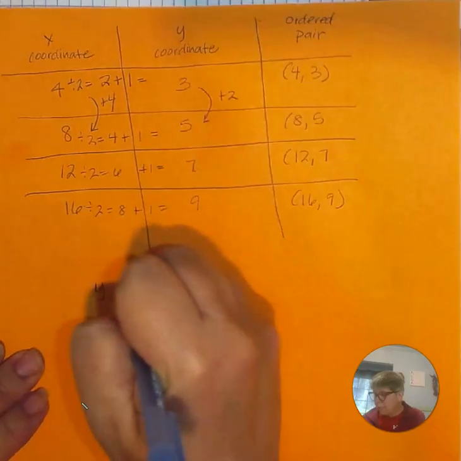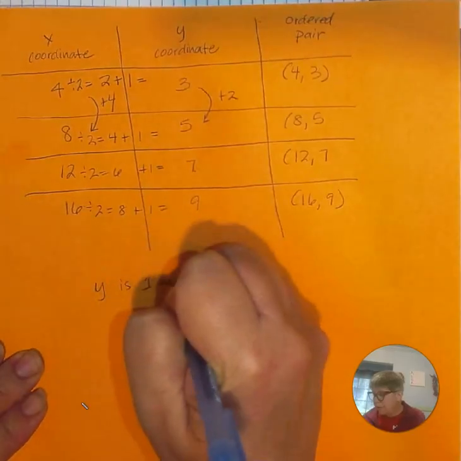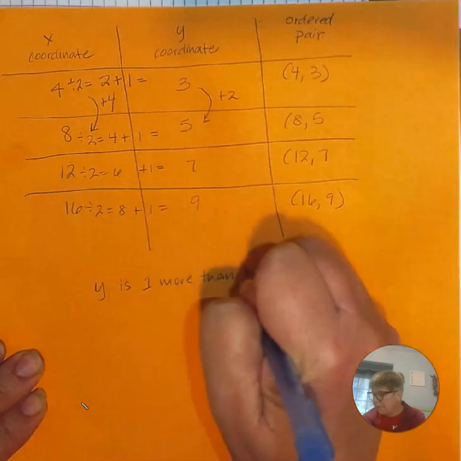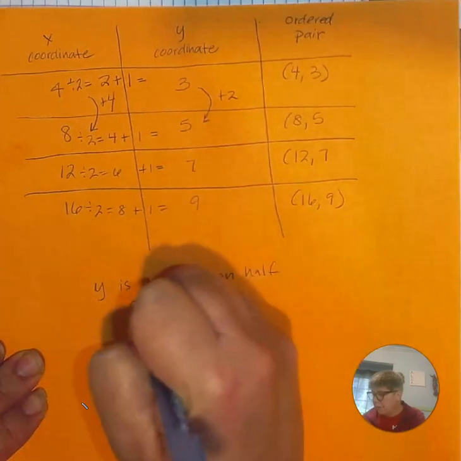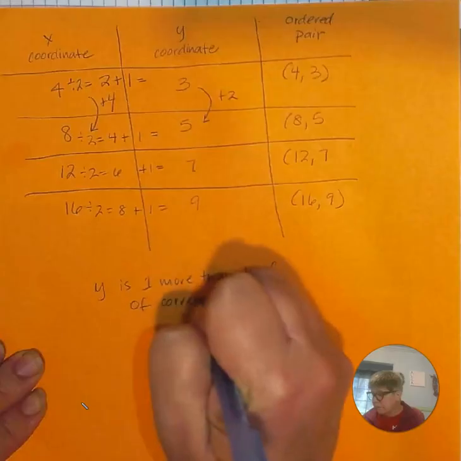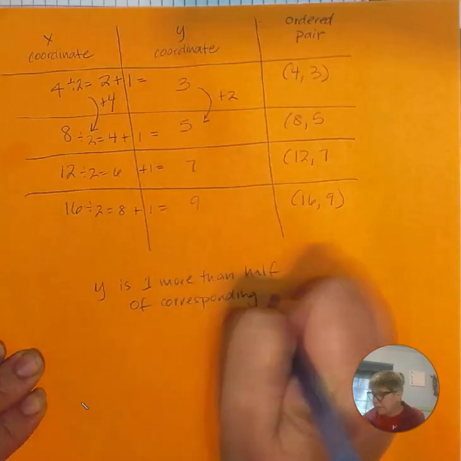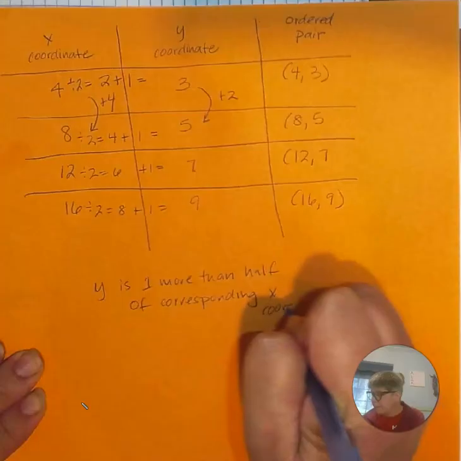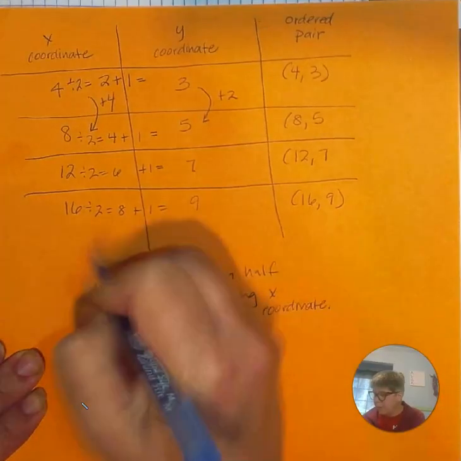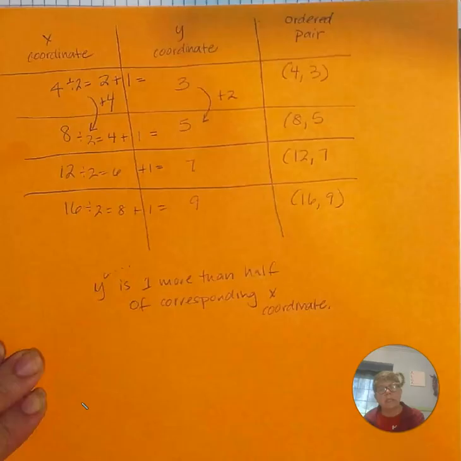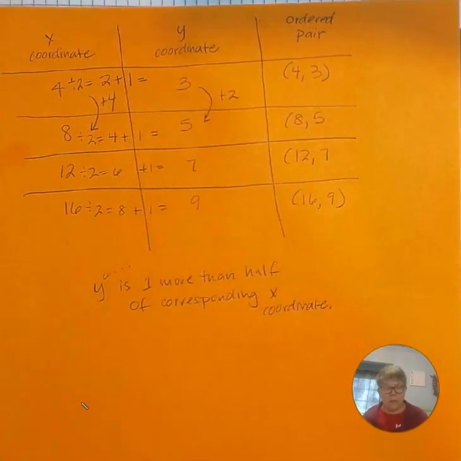Y is 1 more than half of the corresponding x coordinate. And I should really have written y coordinate there. Okay, y coordinate is 1 more than half of the corresponding x coordinate. Language to practice, right? Not language you normally use in our lives, so we have to practice our math language, right?